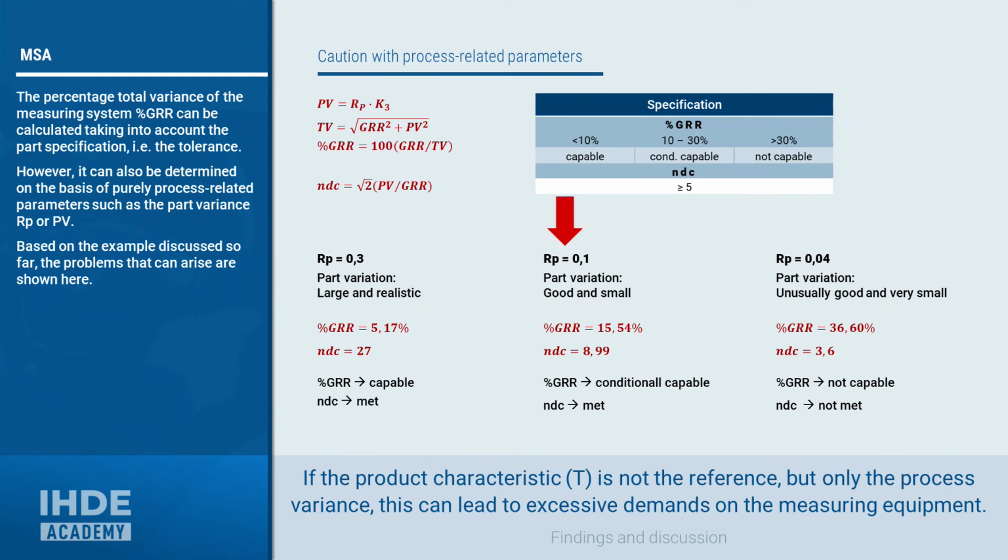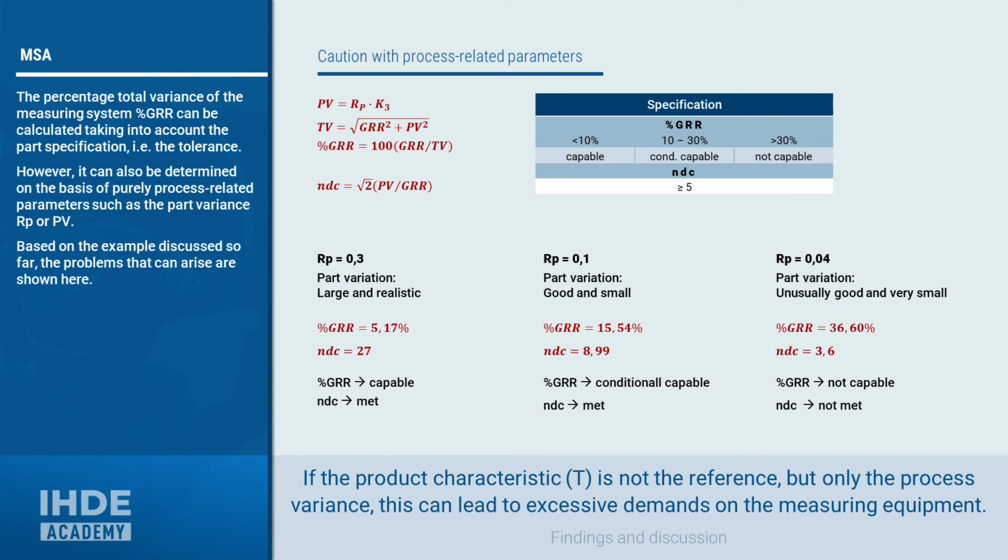Then we have a spread of 0.1. This would be quite small and really good. And then we have another extreme example with a very good and very small spread of only 0.04 mm. With a variance of 0.3, both requirements are met with 5.17% and 27 for NDC, and the measuring system can be regarded as suitable in every aspect.